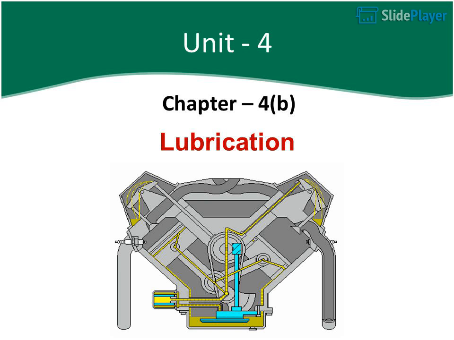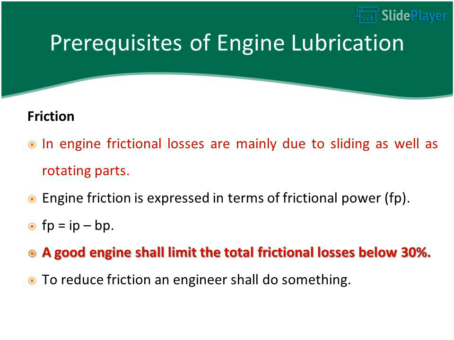Unit 4, Chapter 4B. Lubrication. Prerequisites of engine lubrication. Friction. In an engine, frictional losses are mainly due to sliding as well as rotating parts. Engine friction is expressed in terms of frictional power, FP. FP equals IP minus BP. A good engine shall limit the total frictional losses below 30%. To reduce friction, an engineer shall do something.